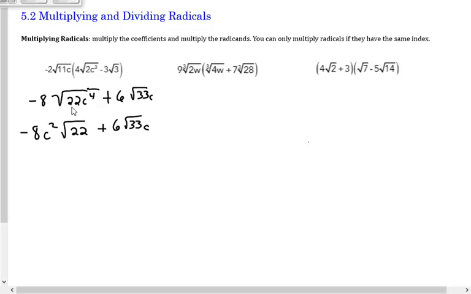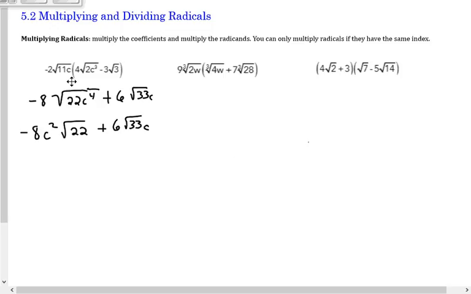From there, you're just going to simplify like we did yesterday. So this 22, we can't do anything with that, but c to the 4, the perfect square of that is c squared. So we remove the perfect square of that, or the square root, sorry, of that to get c squared. This cannot be simplified further, so our final answer is negative 8c squared root 22 plus 6 root 33c.